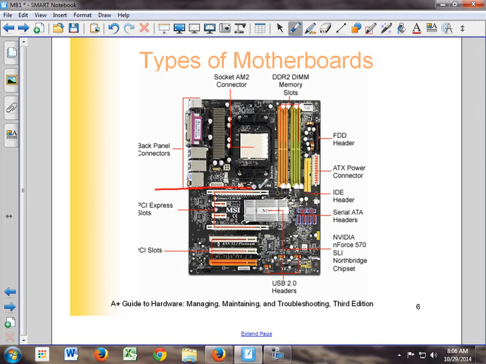Then down here we've got our PCI Express slots. These two right here are PCI. Oh, PCIe, that's good. Probably X16 or X8 slots, which are used for video cards.